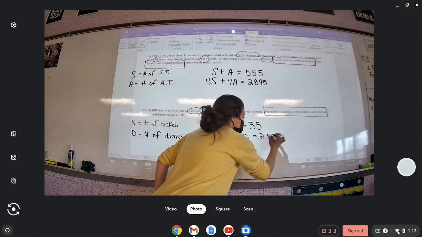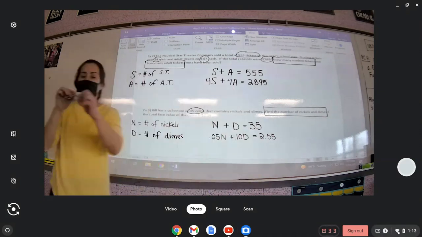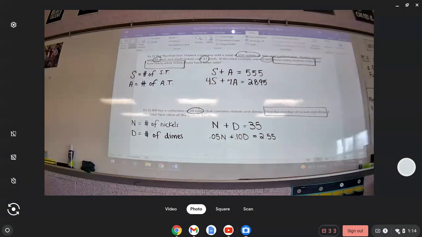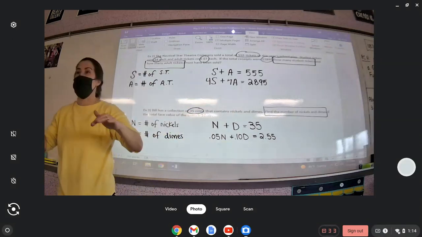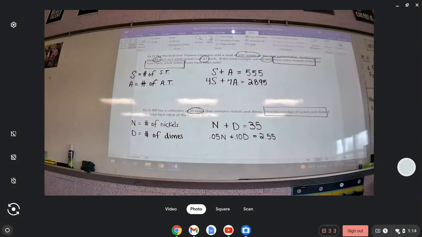$2.55. And there is your two variable, two equation system. So guys, the first equation had nothing to do with money. It was all about the number of nickels and dimes and the number of coins. The second equation, though, is the one that deals with money. So now you can bring in your nickel and your dimes worth and the total amount of money.